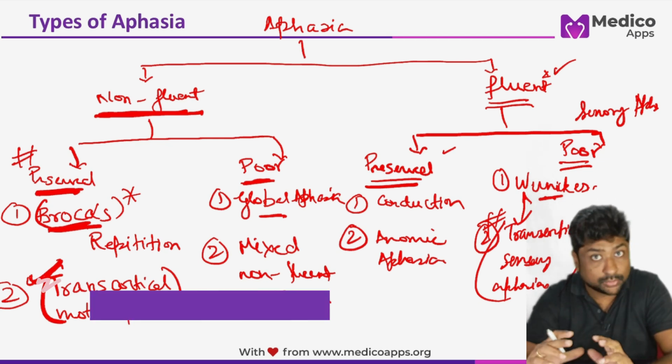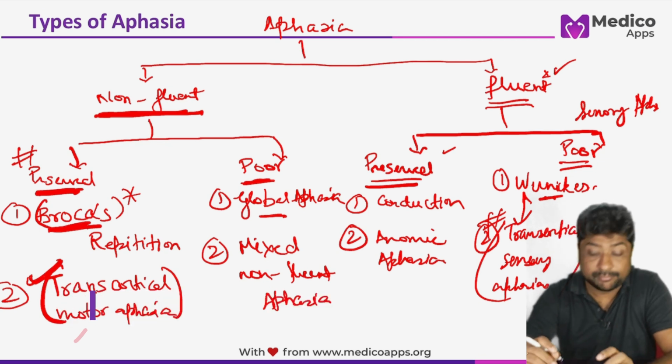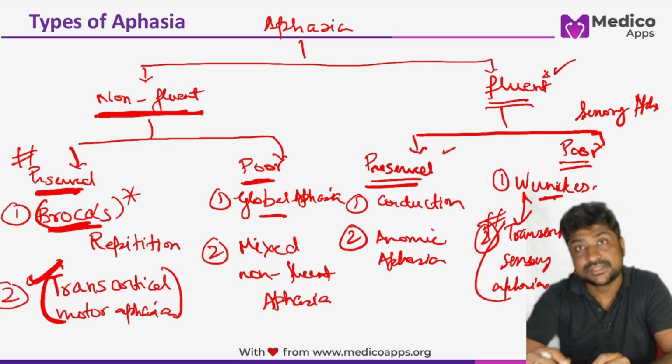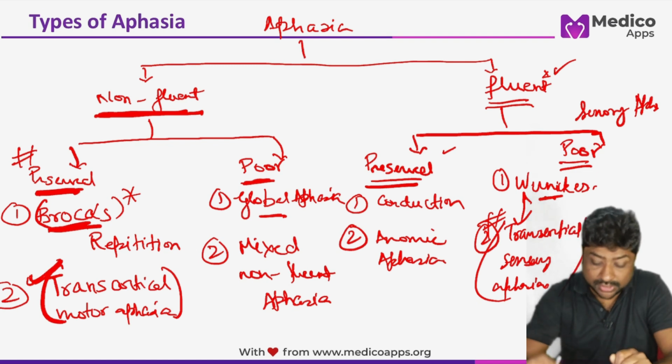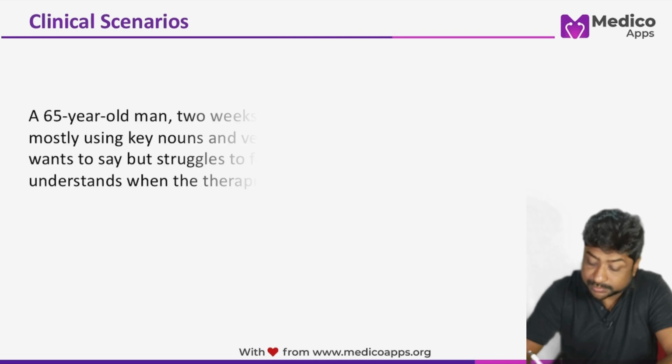So this is a broad classification of different types of aphasias. Now, your understanding at this point may not be very clear. That's why I have come with around 8-10 clinical cases where we both will try to work. So let's look at the first clinical scenario.